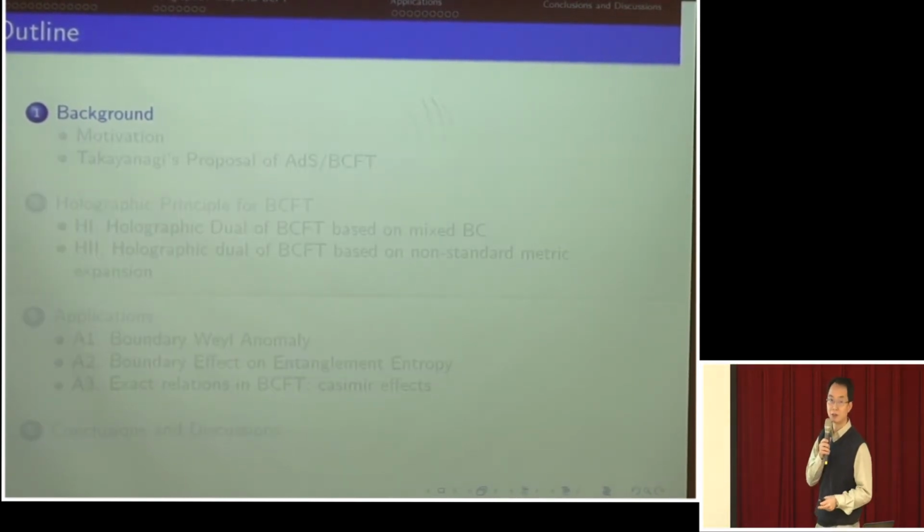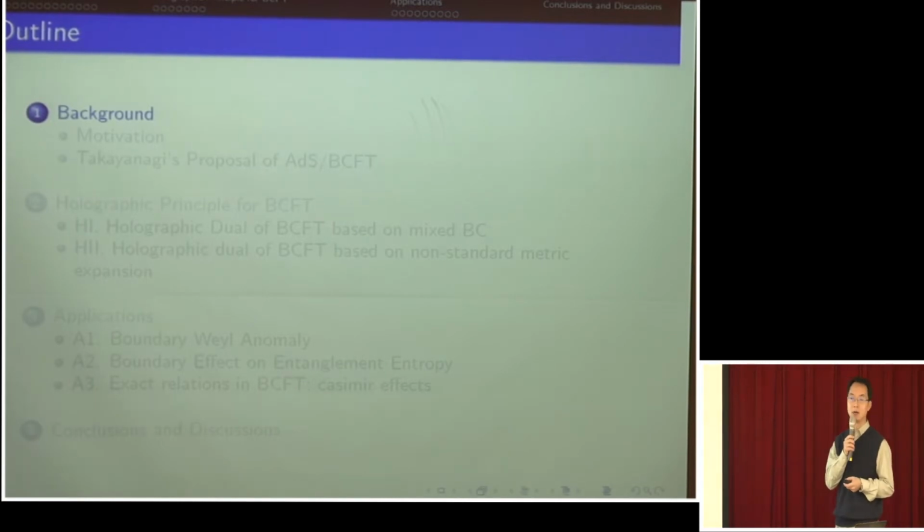I wouldn't assume anyone knows about holography or string theory. In fact, you don't really need to know about string theory. Holography is just some general property about how quantum field theory and gravity should be related to each other.